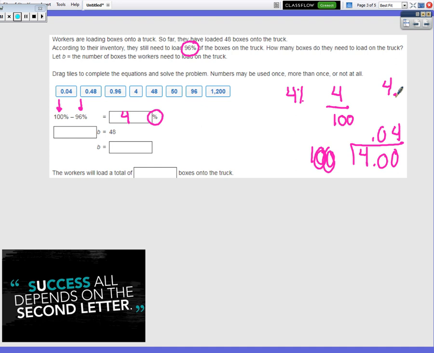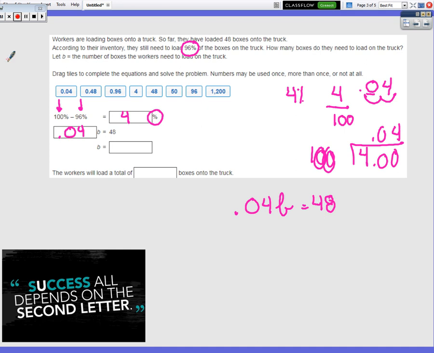Divide it 2 to the left. So we're going to go 1 and 2. There's nothing here, so we fill it in with a 0. This gives you 4 hundredths of the job, the boxes that are going to be loaded, equals 48, because they've only put 48 boxes in. To solve this, we have 4 hundredths times B equals 48.